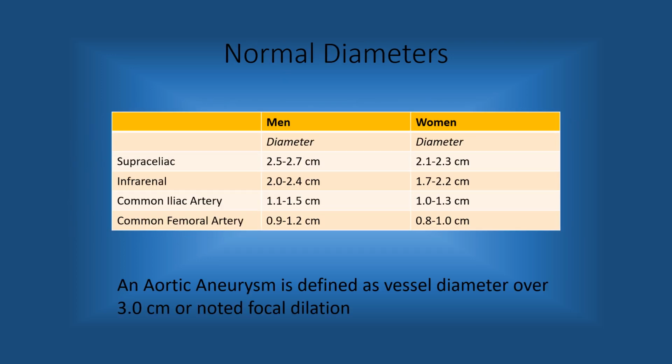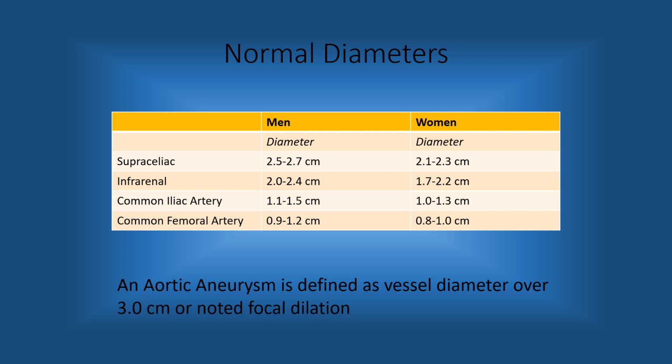All right, normal diameters. If you just remember that anything from 2 to 2.7 is the normal diameter for the aorta, you'll be in good shape, okay? It's a little bit smaller in women than it is in men. It tends to get smaller as it gets closer to the terminal branches of the iliac arteries.